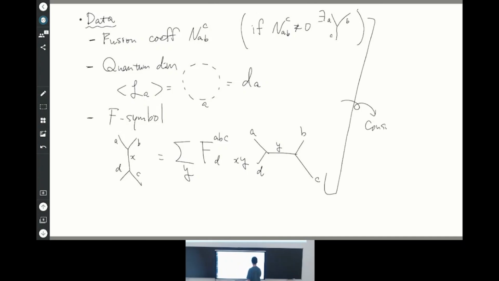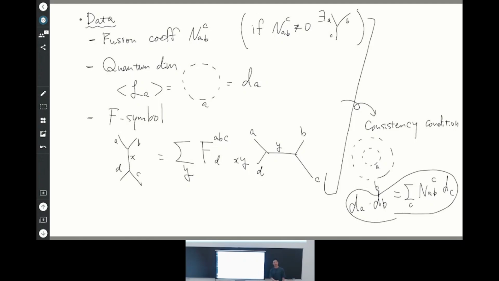For example, one of the consistency conditions is easy to see. If you consider this kind of configuration, you have a circular line A and a circular line B. You can evaluate this in two different ways. In one way, you can first shrink A and replace it with the expectation value, and afterwards shrink B. That leads to, of course, d_A times d_B. On the other hand, you can first fuse A and B and write it as a sum of different lines and then shrink them. So that leads to this expression. This is one constraint imposed on these data.